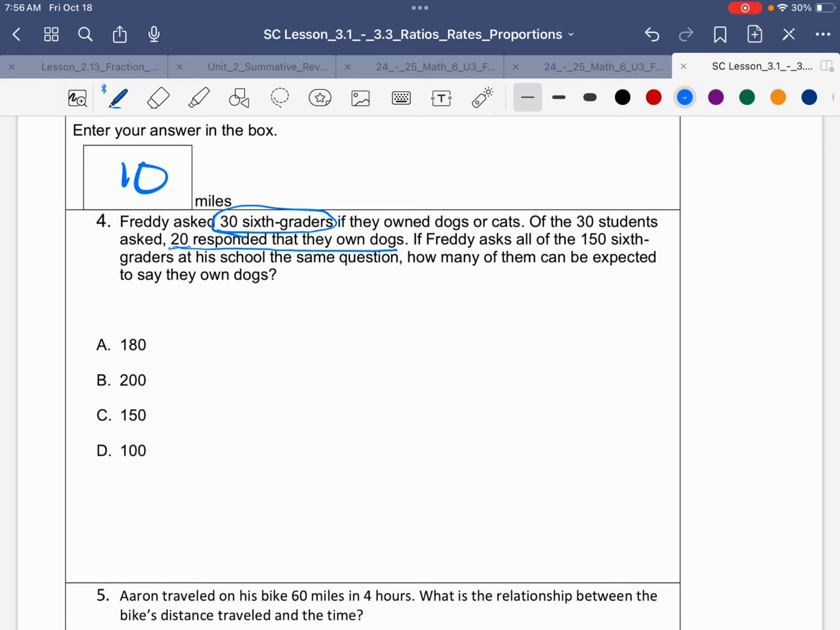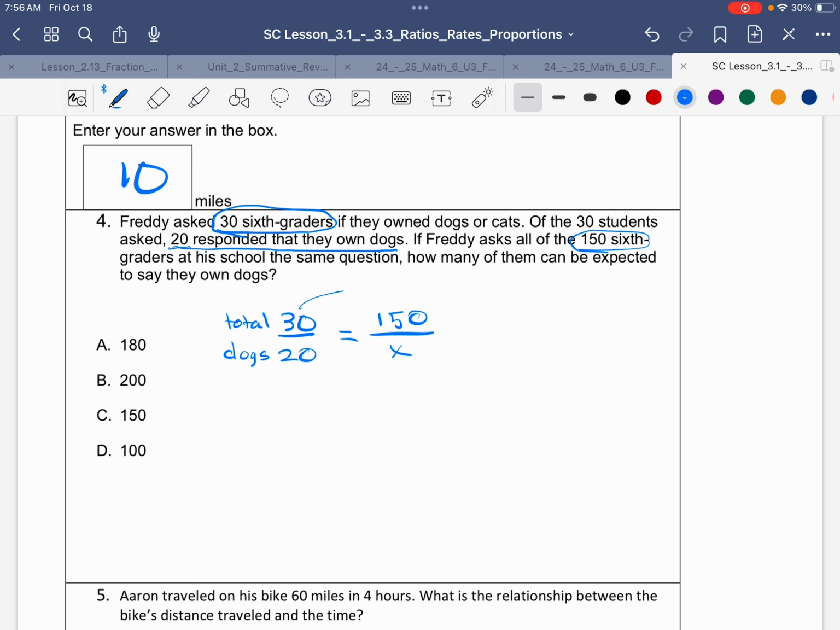So you're going to use the same ratio to figure out for a larger number. So he said we got 30 total that he asked, right? And 20 said they have dogs. So now you're trying to figure out if he asked 150 total, how many would say they have dogs?